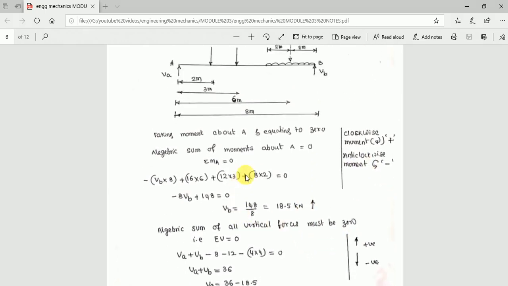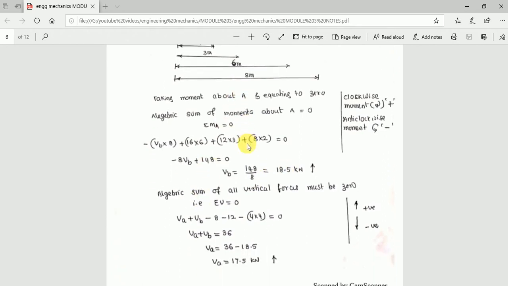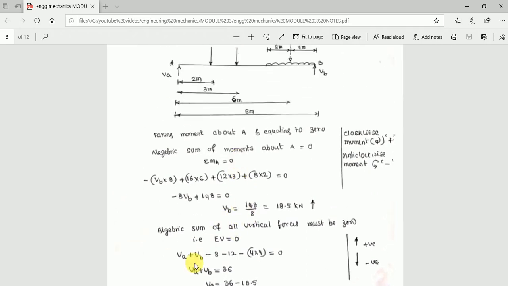So we got the value of VB. VB is equal to 18.5 kilonewton. The support reaction at B is 18.5 kilonewton. Now let us take the next condition, that is, summation of vertical forces equal to 0. The algebraic sum of all the vertical forces must be equal to 0. These two are vertical forces and these three are vertical forces. Those acting in the downward direction are negative and those acting upward are taken as positive. So VA plus VB minus 8 minus 12 minus 16.